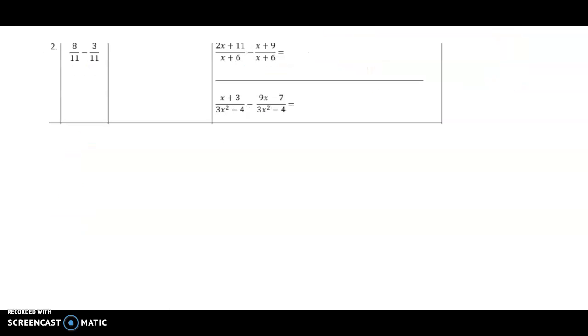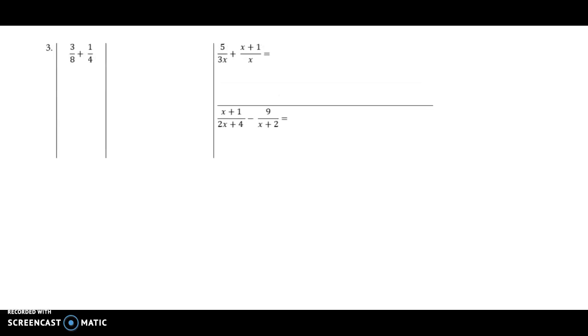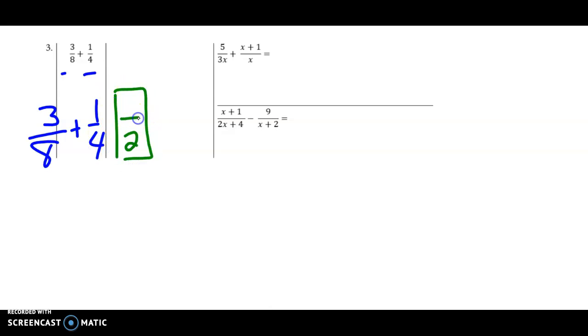All right, so continuing on, subtraction is going to be exactly the same thing. Denominators have to be the same. So let's look at one where the denominators are not the same, like number 3. You can see that this denominator is an 8 and this denominator is a 4. So I'm going to multiply by a form of 1 to make the denominators the same.